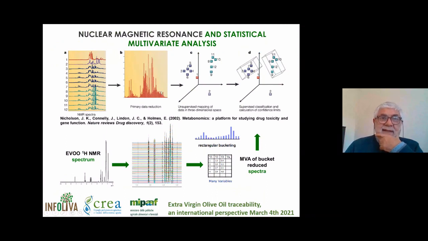All the spectra are reduced to buckets and then to a row of numbers. The rows of numbers of similar samples can, of course, with multivariate analysis, be arranged in a 2-dimensional or 3-dimensional score plot, and you can also tell that you have classes of samples. You can do prediction, and you can arrange prediction in order to assess if something belongs to one or the other class, and so on.